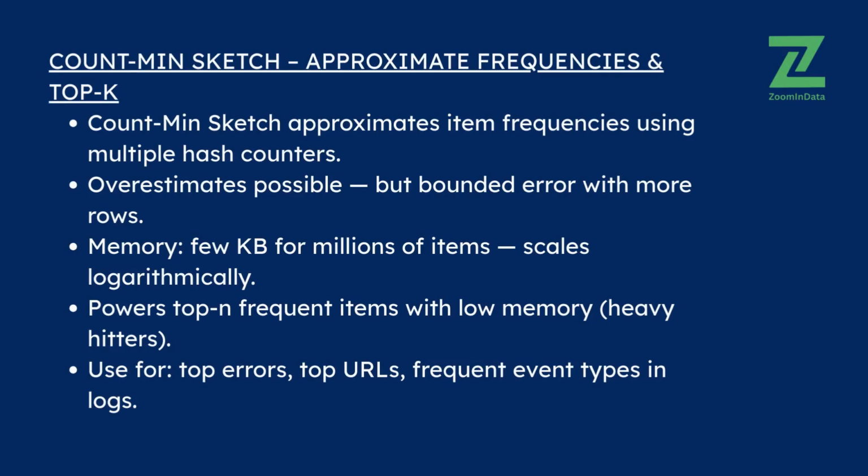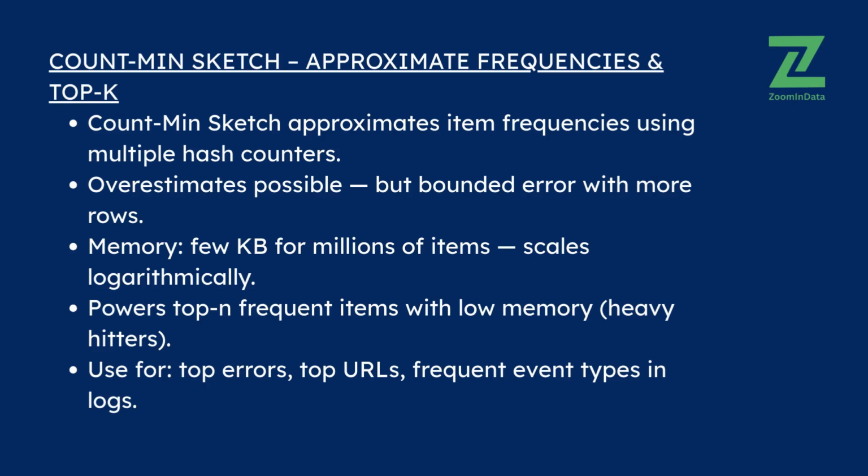Count-min sketch approximates frequencies of items, how many times each key appears. It uses multiple independent hash counters. Each item hashes to several buckets, and we take the minimum count across them. Counts can overestimate, never underestimate, but error is bounded and decreases with more hash tables. Memory is tiny. A few KB can track frequencies for millions of distinct items.